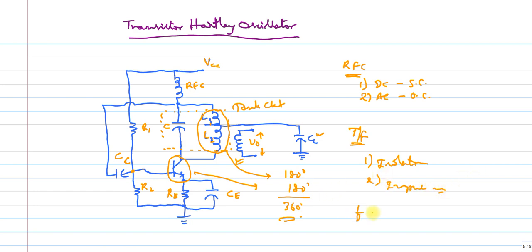Then what will be the frequency? The frequency will be equal to 1 by 2 pi root of L equivalent times C, because the inductance is doubled here. L equivalent is equal to L1 plus L2 plus 2M, where M is the mutual inductance.